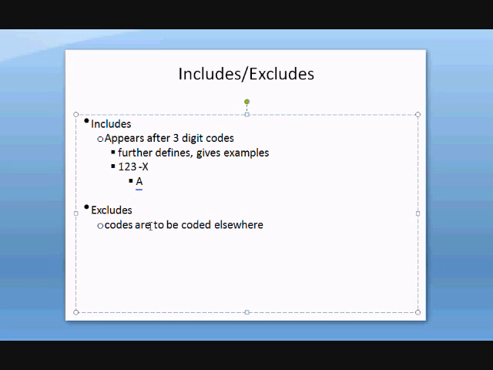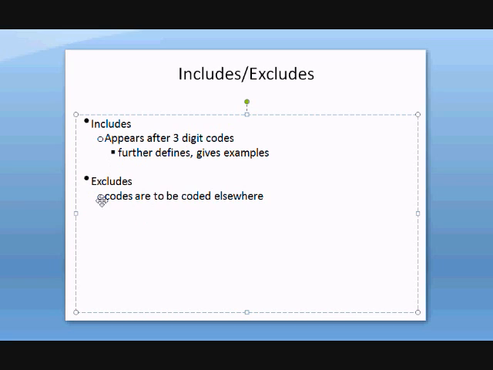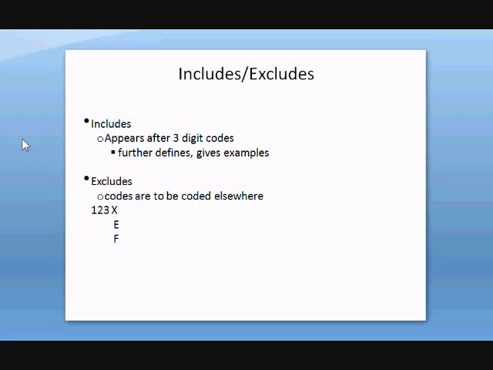And exclude is exactly the opposite of that. These are codes that should not be coded along with whatever code you're looking at. So if 123 was disease X and everything else underneath it, it might say this excludes disease E, this excludes disease F, this excludes disease G, or something like that. Pretty self-explanatory when it comes to those ideas.